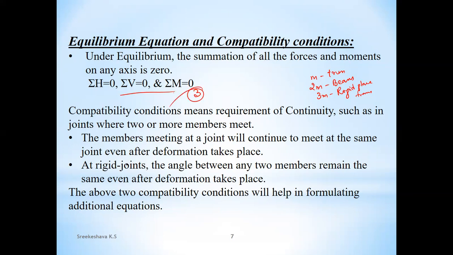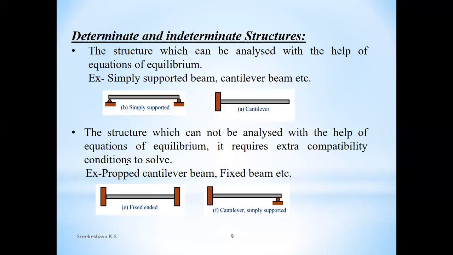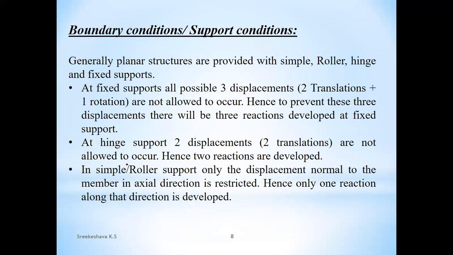Now, don't read all those things directly. Next thing is, what is meant by boundary or support condition? This is also something we discussed, because if you see the fixed support, it has three unknowns. These are boundary conditions. If you come to hinge, how many reactions? Two. If you come to roller, how many reactions? One. If you come to simple support, how many reactions? One. Boundary conditions are nothing but support conditions. That's all. It's already discussed.